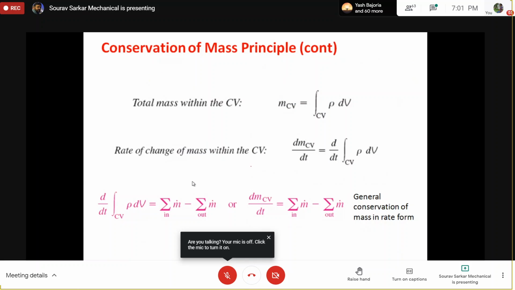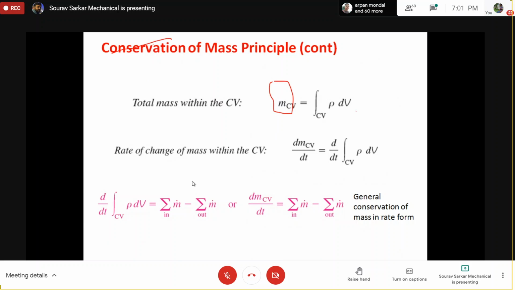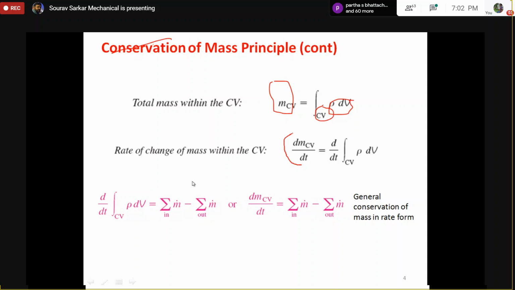So what is happening? The total mass of the control volume can be written as m_CV, which is basically the density times the volume, integrated over the whole control volume. And the rate of change is basically dm_CV/dt, which is simply a derivative of this term which you have already written there. Okay, so the same thing I'm trying to write down is basically the general conservation of mass.